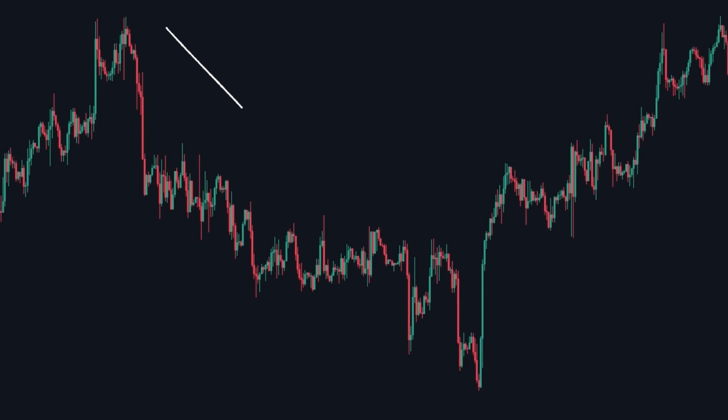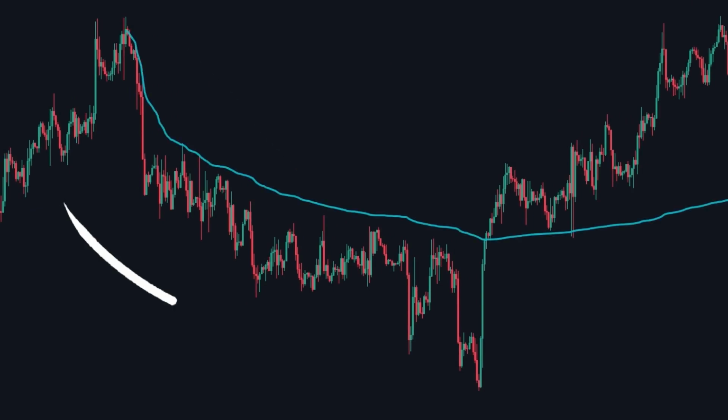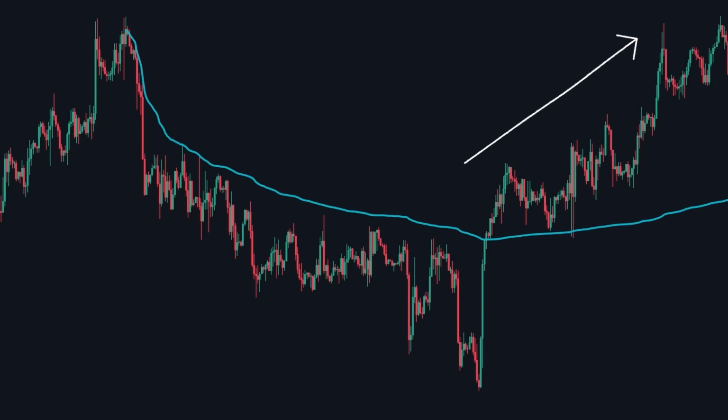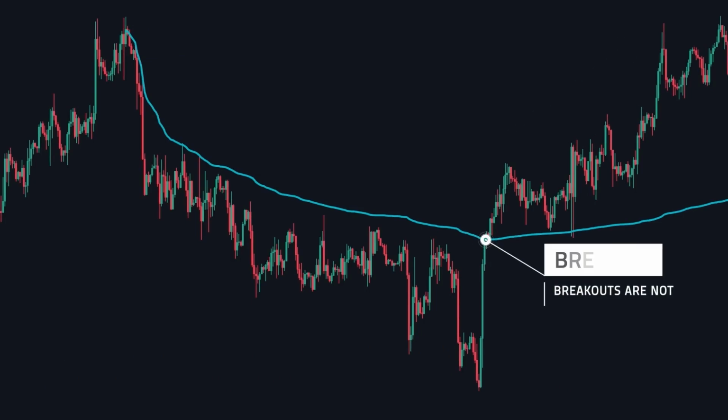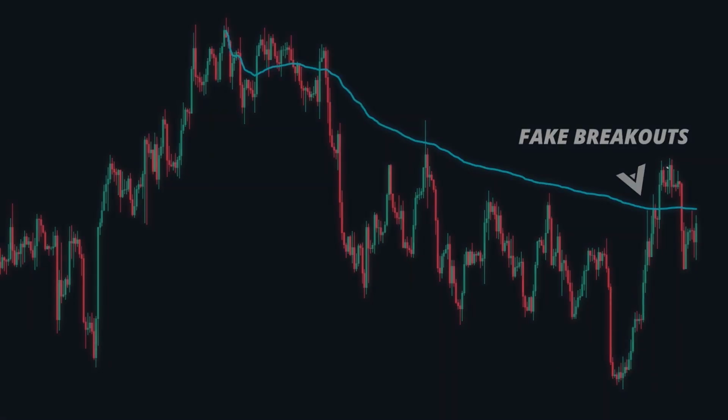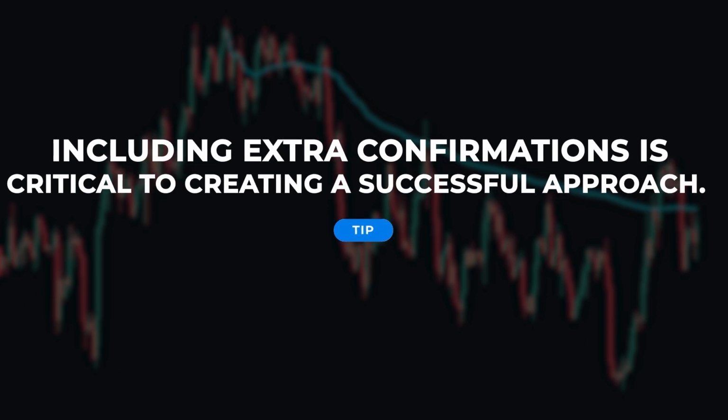In contrast, when a downtrend begins with this candle and we plot the anchored VWAP from there, the price remains below the VWAP for an extended amount of time until breaking above it. This breakout suggests that the downtrend is losing strength and that an upward rise is on the way. As demonstrated, a significant uptrend followed this breakout. While breakouts from anchored VWAPs might indicate reversals, they do not always operate perfectly. Occasionally, these breakouts may be false indications. As a result, including extra confirmations is critical to creating a successful approach.